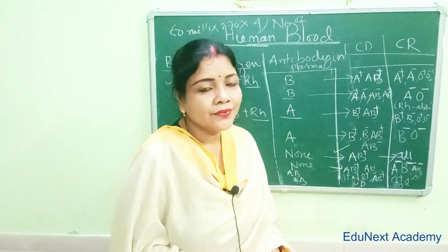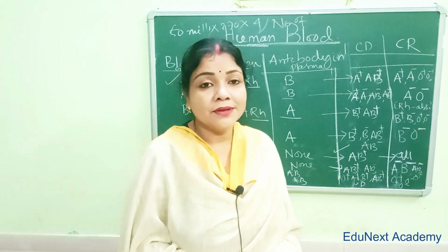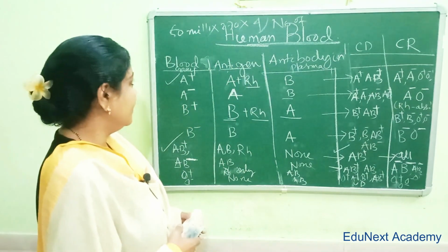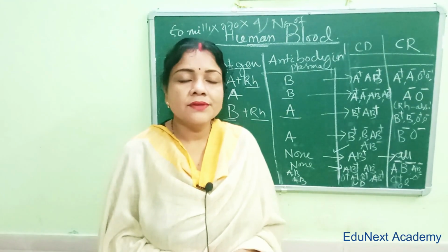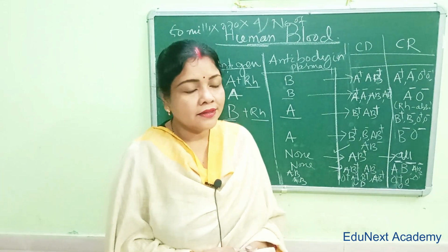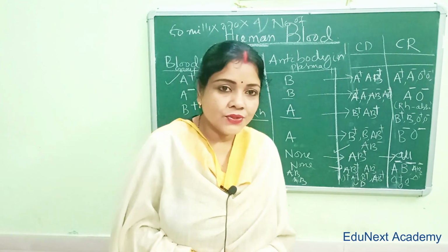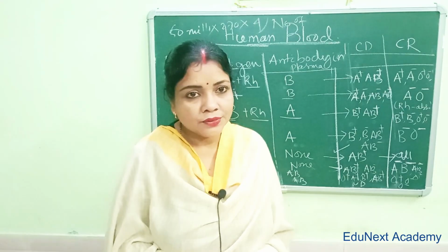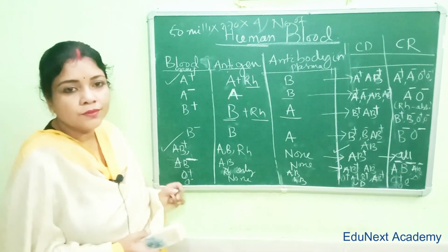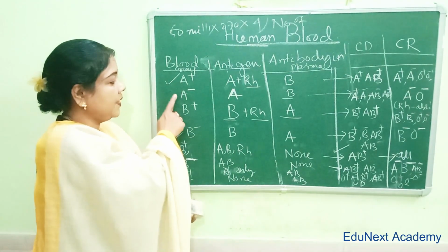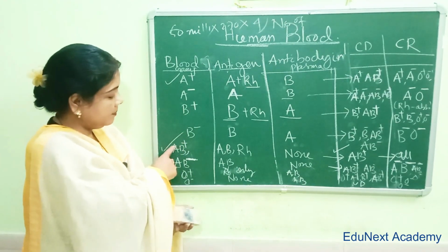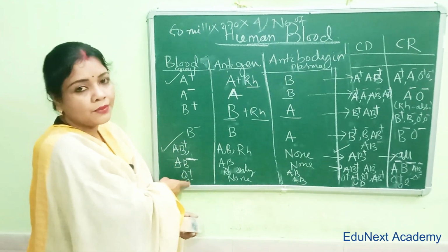Right. Now let us discuss our blood group. As I have already discussed antigen and antibody, blood group is also defined due to antigen and antibody. So do you know how many types of blood group? These are the types of blood group we have: A positive, A negative, B positive, B negative, AB positive, AB negative, O positive, and O negative.